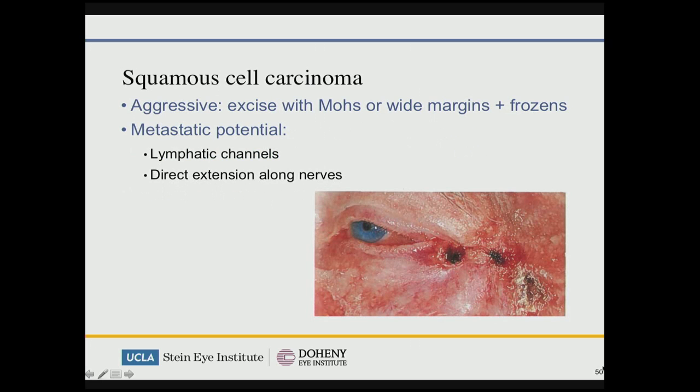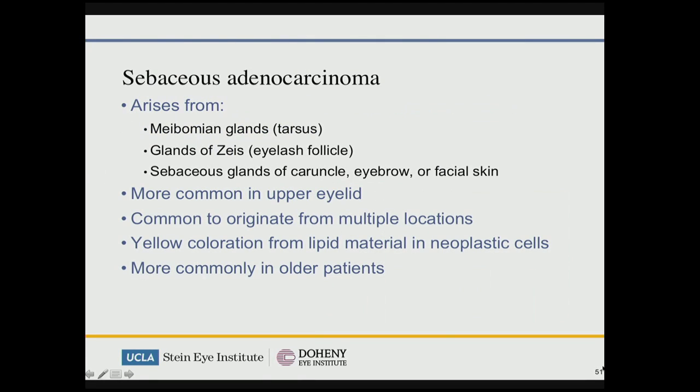A squamous cell carcinoma is an aggressive tumor that needs to be excised with a Mohs procedure or with wide margins and frozen sections in the operating room. It has metastatic potential, typically through lymphatic channels or direct extension along nerves. And that's a pretty devastating metastatic manner in which it spreads, and important to know about.